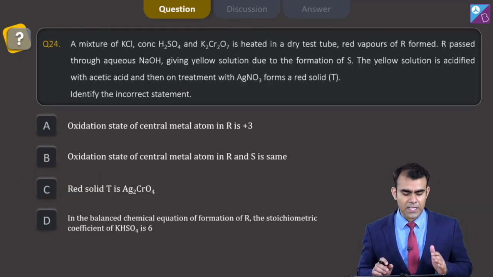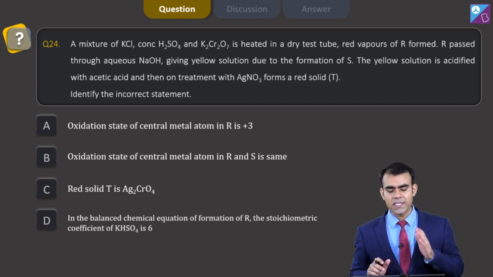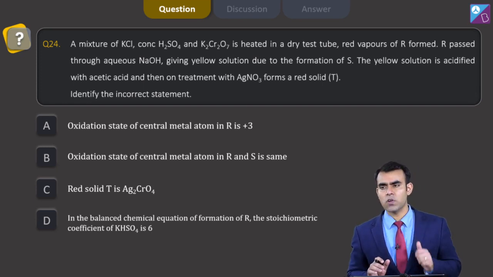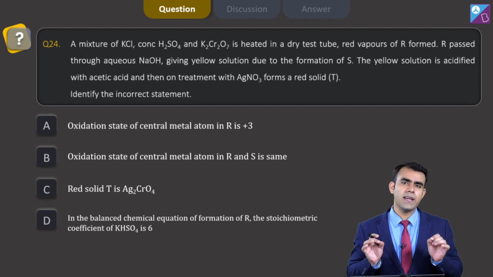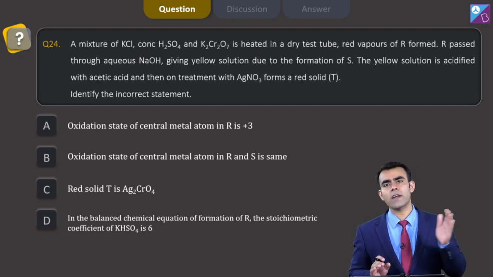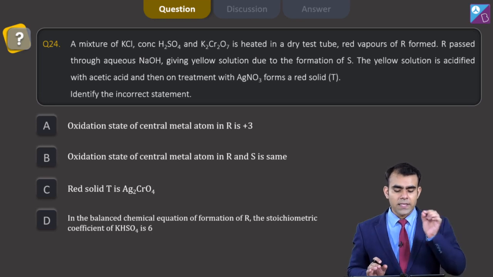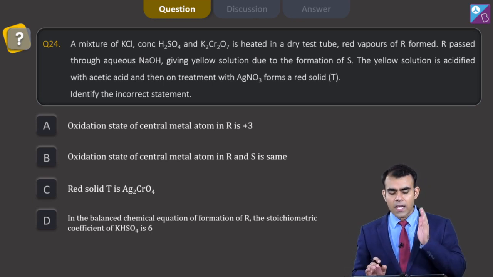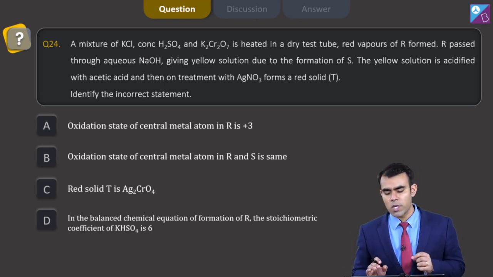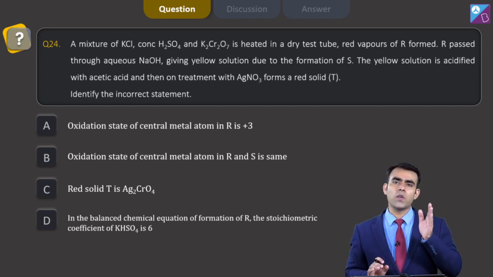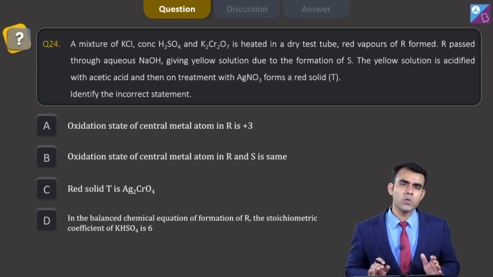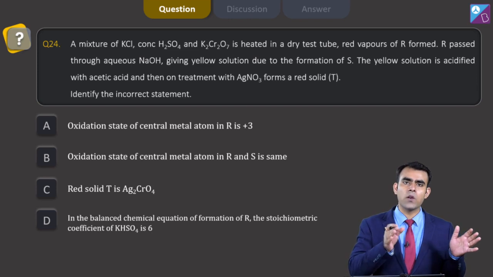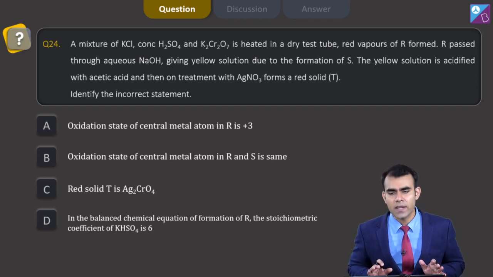Now in question 24, we have been given that a mixture of KCl, concentrated H2SO4 and K2Cr2O7 is heated in a dry test tube and red vapors of R are formed. This line clearly indicates that this is basically the chromyl chloride test for chloride ion, and the red vapors are formed because of CrO2Cl2. Then R is passed through aqueous NaOH giving a yellow solution due to the formation of S. Now we know that chromyl chloride, that is CrO2Cl2, reacts with NaOH and forms sodium chromate, and sodium chromate has a yellow color. Because of this, the solution is yellow in color.